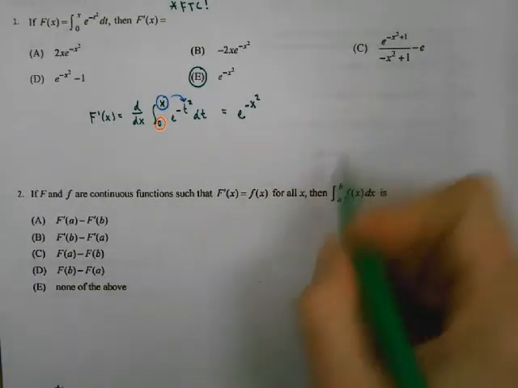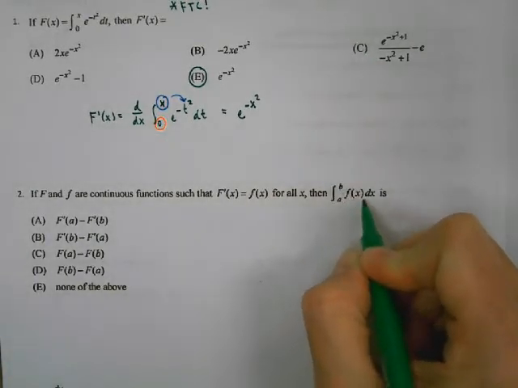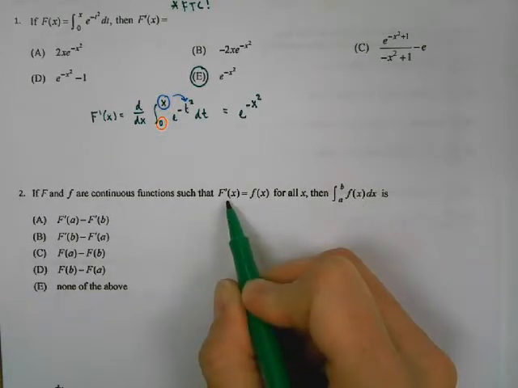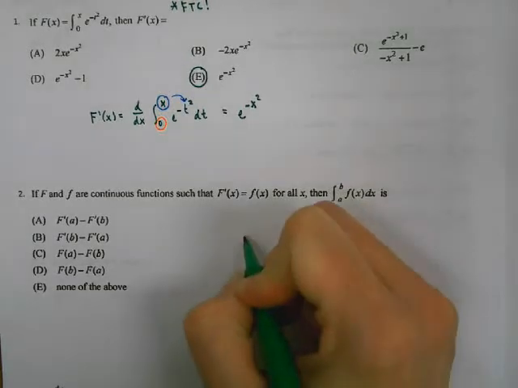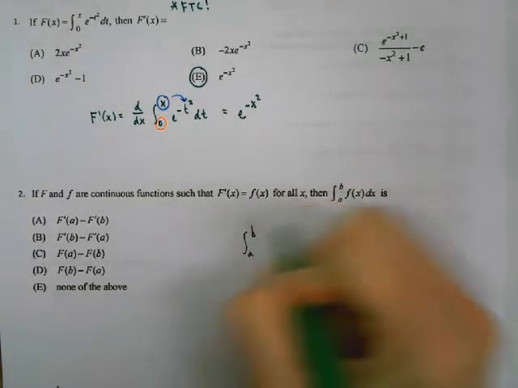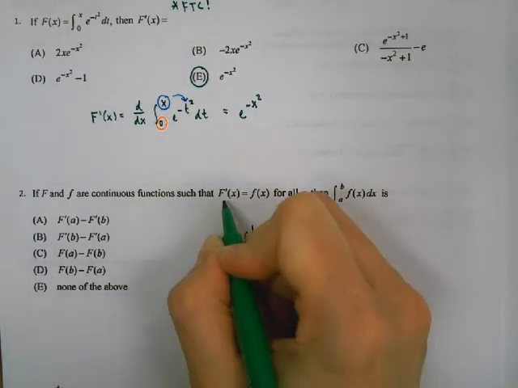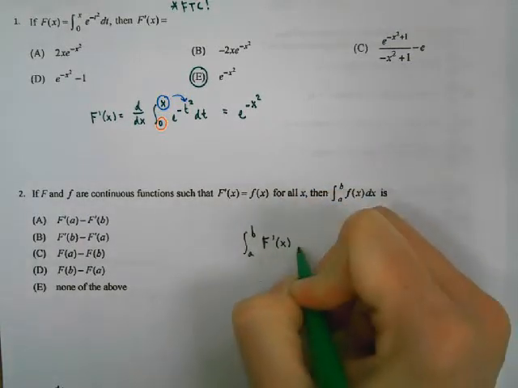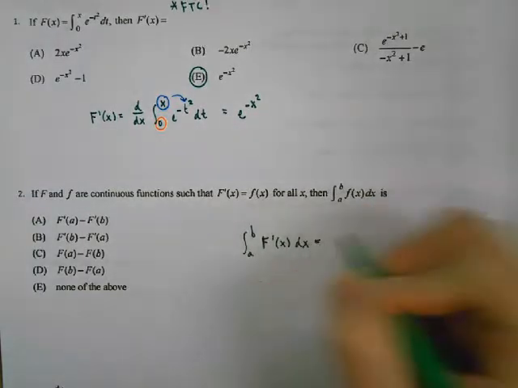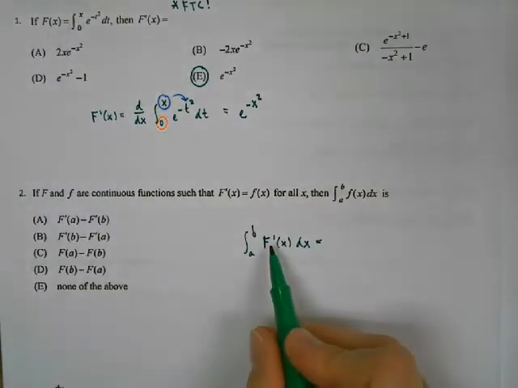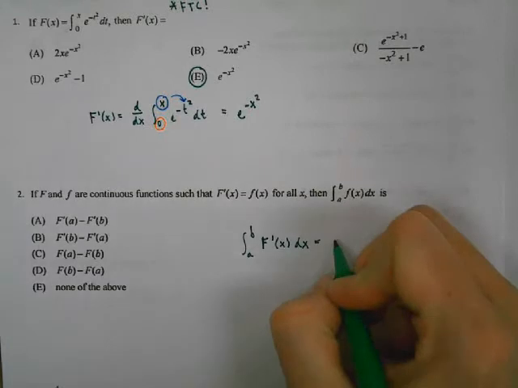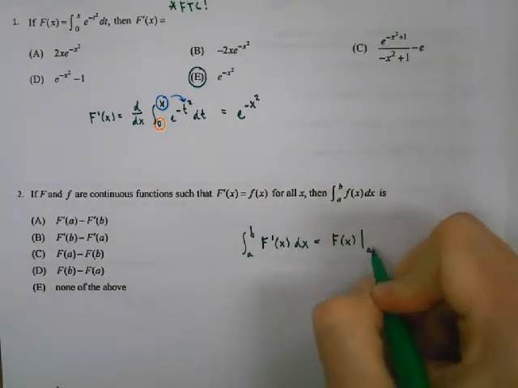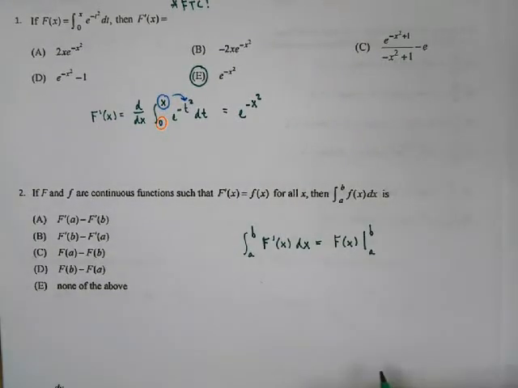So let's look at that integral. The integral from a to b of f of x dx. Well, we were told that f of x is just capital F prime of x. So I'm going to rewrite that integral from a to b. Instead of f of x, let's use that equivalent function, F prime of x dx. Now, I know the antiderivative of F prime of x is just going to be F of x. And I'm evaluating that lower limit of a, upper limit of b.